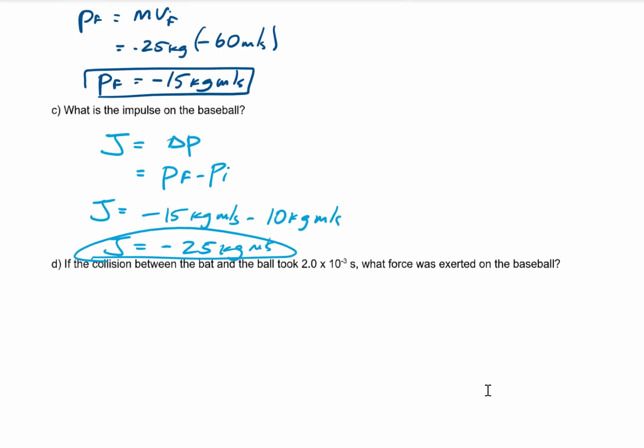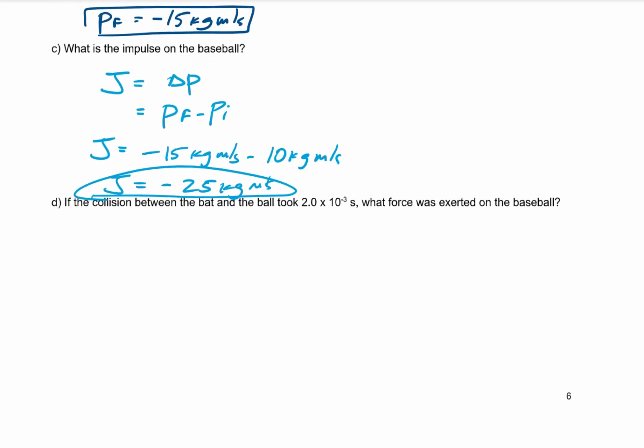And if this collision took place in 2 times 10 to the negative third seconds, I want to know the force exerted on the baseball. First things first, force times time is the impulse. But I got to figure out the time because I don't want to use scientific notation. So if I've got 2 times 10 to the negative 3, what I'm going to do is take my decimal place that's at the right side of 2, and I'm going to move it over 3 spots to the left. So I go 1, 2, 3. That's where my new decimal place goes. So that time is 0.002 seconds. That's my time.